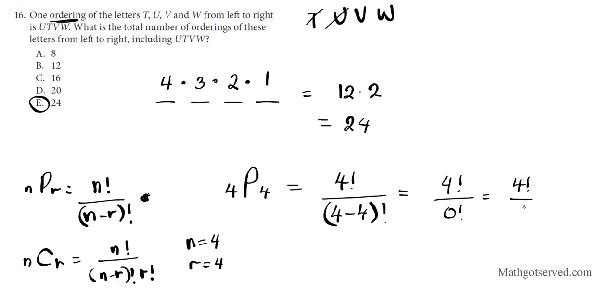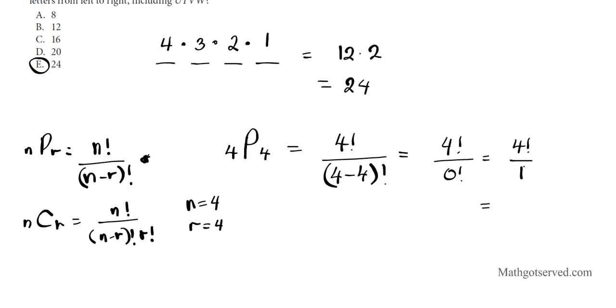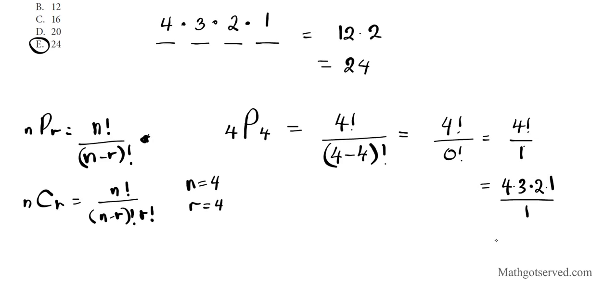Okay, 4 factorial over 1. And then 4 factorial, we know the rules for factorial, right? You just multiply all the way down, counting down to 1. So it's 4 times 3 times 2 times 1 over 1. So 4 times 3 is 12. 12 times 2 is 24. Voila, there we got it.